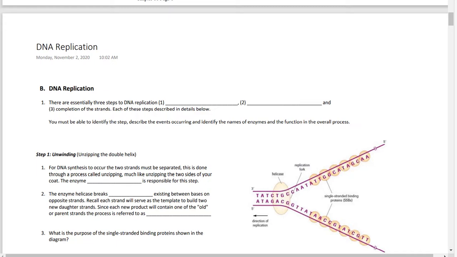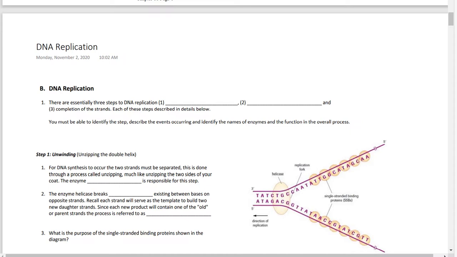Okay, DNA replication. I'll try and keep this under 20 minutes. Let's see. So there's three steps to the process of DNA replication. So remember, this is occurring during S phase of interphase, which we talked about during the cell cycle.